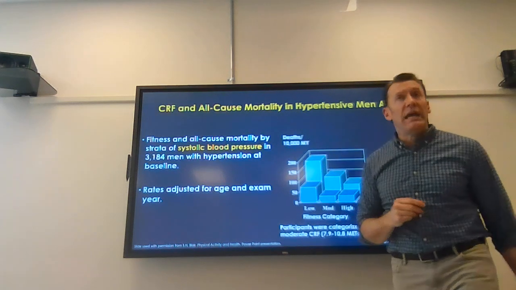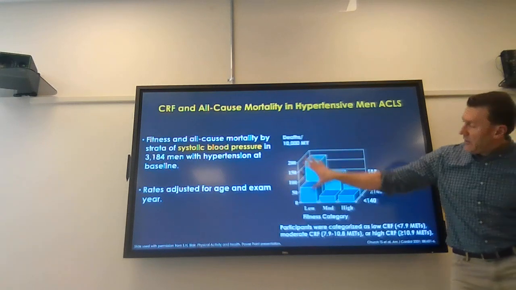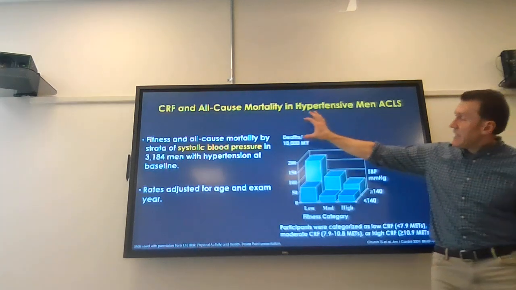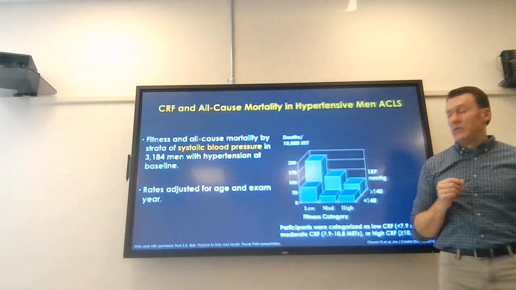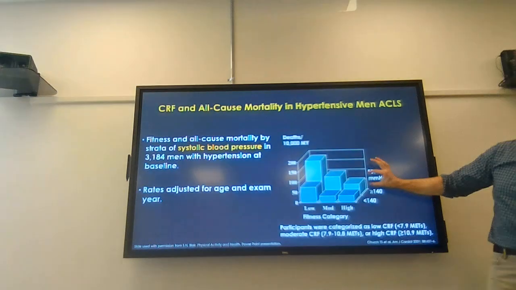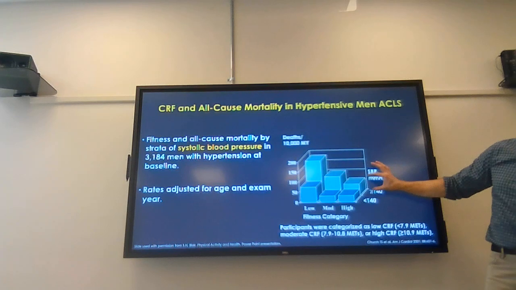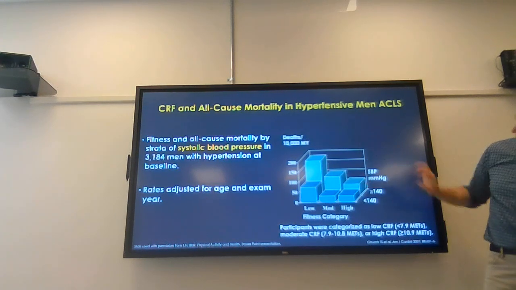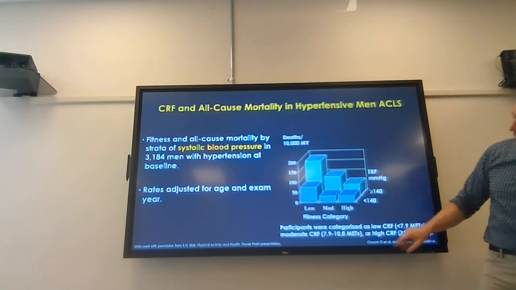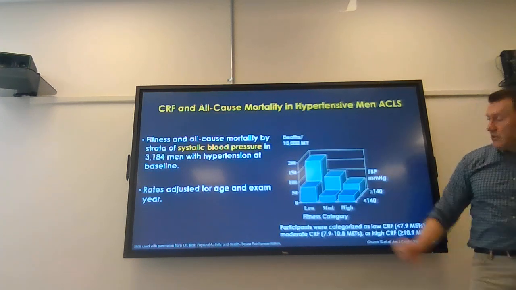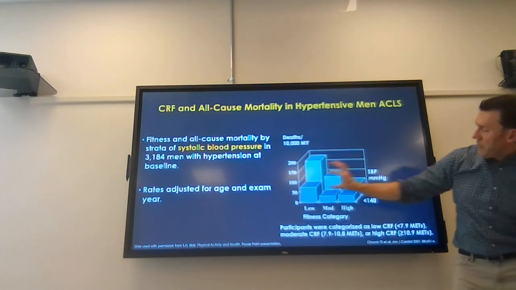Okay, hypertensive men. I like these graphs because it kind of shows things in three dimensions. So deaths per 10,000, this would be man years or person years. So looking at someone with a high cardiorespiratory fitness and happens to have high blood pressure right here in this square versus someone that has normal blood pressure less than 140 and low cardiorespiratory fitness, can you see how the risk, the mortality rate is about the same?